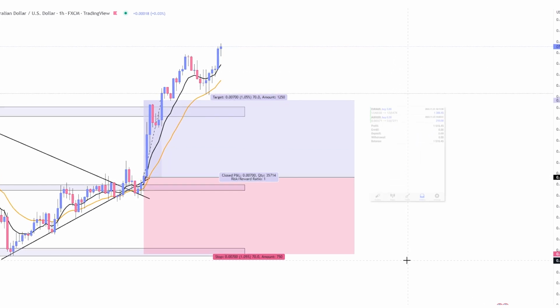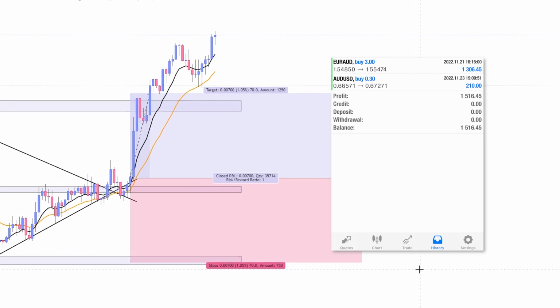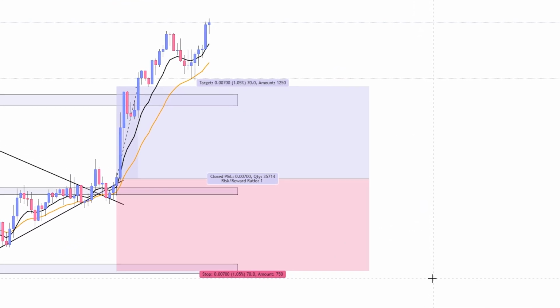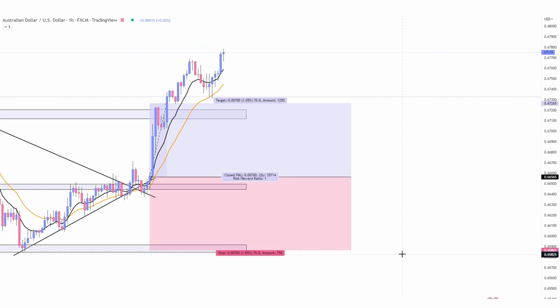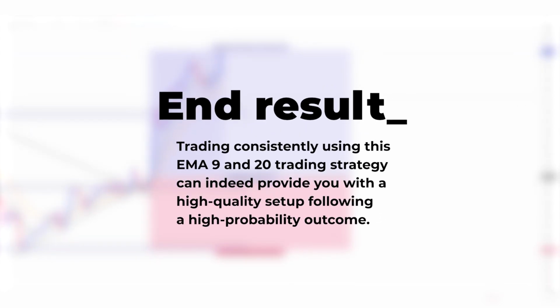So I actually took this trade yesterday based on the setup that I just explained to you, and as you can see, the trade reached over 70 pips in the profit, which I'm extremely happy about. I closed the trade at 70 pips because there was a potential risk to turn around based on the resistance zone over here, but as you can see, AUD USD did not hesitate and shot another 50 pips in the profit, and that's what I call an effective way to trade EMA 9 and 20, which can provide you a high quality setup that will result in a high probability outcome.